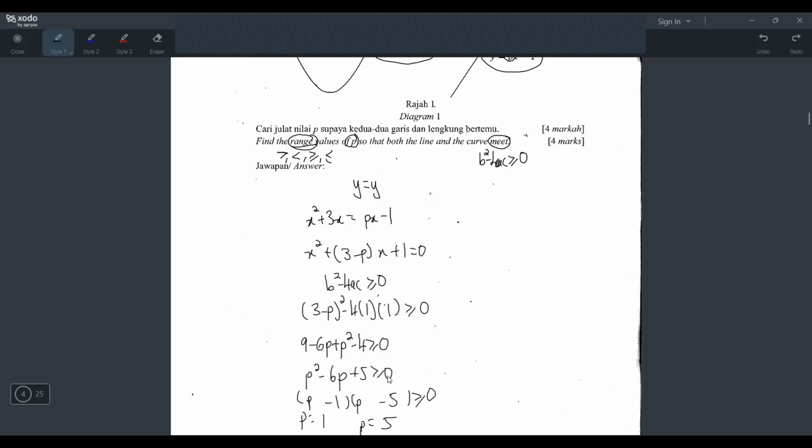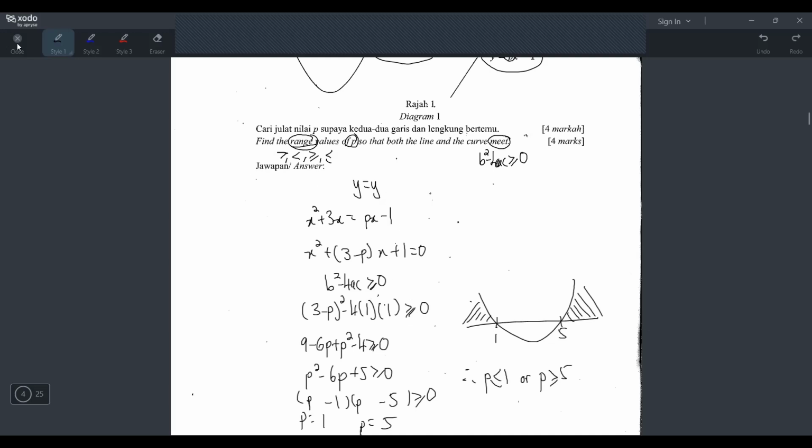But this is a quadratic inequality, so you have to draw. And after you draw, you have to write the small number here, the big number here. So this will be 1, this will be 5. And since it's bigger, you have to shade here and here. So the answer will be p smaller than 1 or p bigger than 5. This will be the final answer, right? And if the soalan got line in the inequality, you should put the line here also, right? So this will be the range of p, and that's the final answer.